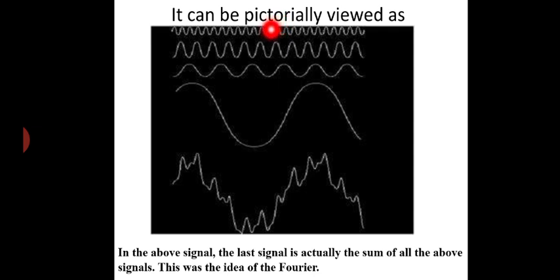Once you sum all these sine waves, you will get a harmonic wave. In the above signals, the last signal is actually the sum of the signals above. So this plus this plus this plus this, you will get this signal. You can see some distortion here due to the adding up of all the signals. You can see the fundamental wave is getting distorted.